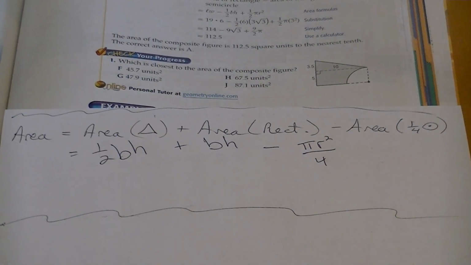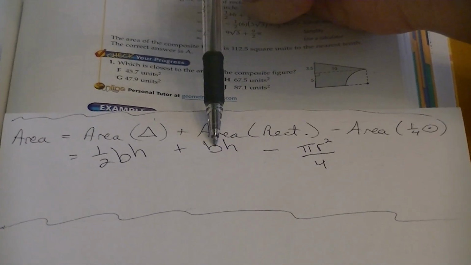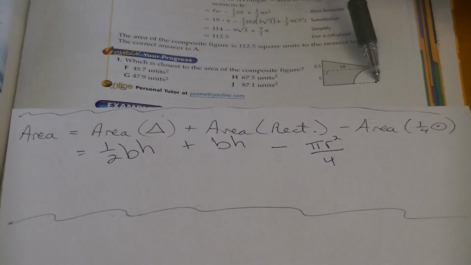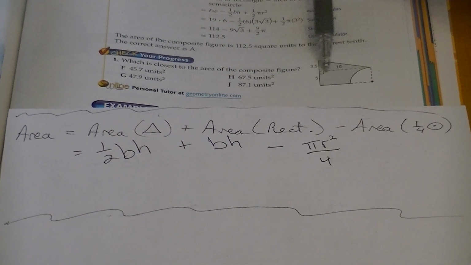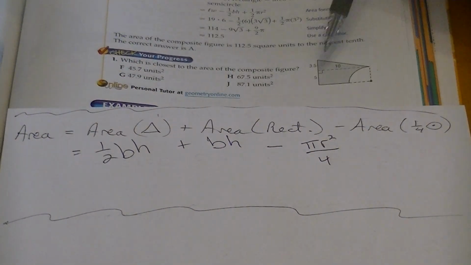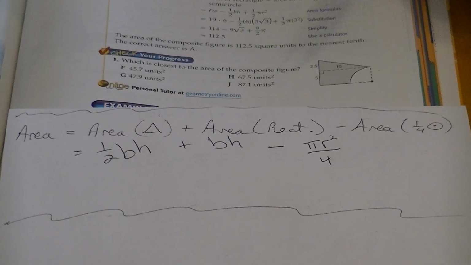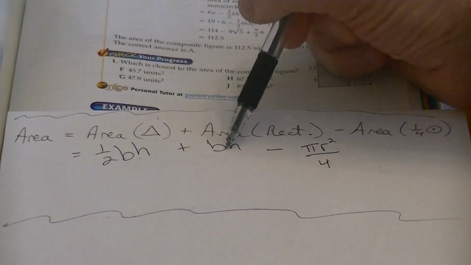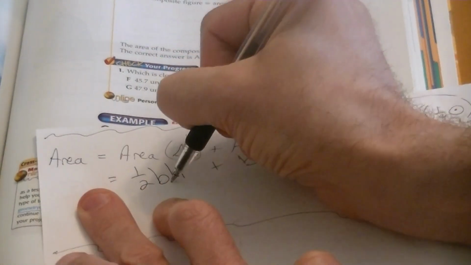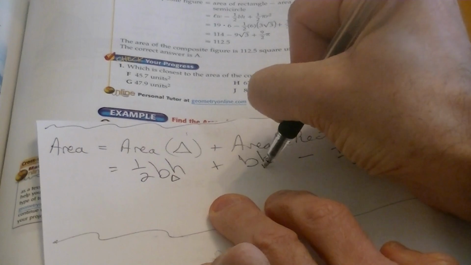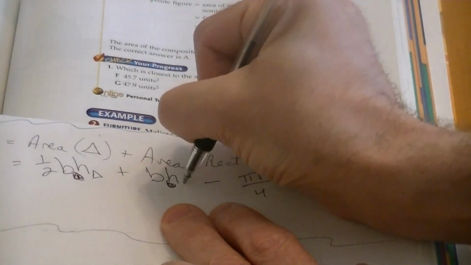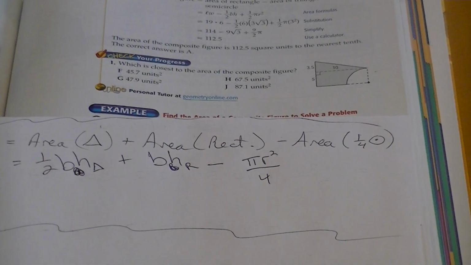We do have to be careful. We're using the same variable twice. We can only do that if they're really the same value. If you look at that picture, the base of the rectangle is the same length as the base of the triangle, so those b's are fine. But the height of the rectangle is not the same as the height of the triangle. So if we really want to be accurate, we should say either h sub 1 and h sub 2, or h sub triangle and h sub rectangle, something to distinguish that those are different variables.